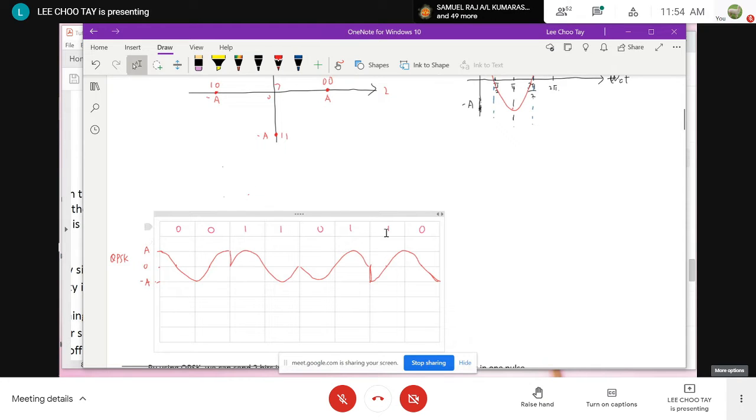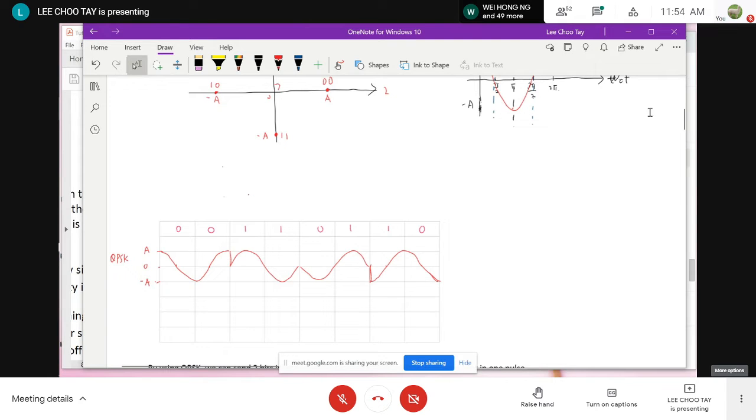And then to send 1, 0 is a 180-degree phase shift. So what does a 180-degree phase shift mean? From a cosine wave, it becomes a minus cosine wave. So I just have to flip this cosine wave along the x-axis. Positive becomes negative, negative becomes positive. So this is my negative cosine wave.